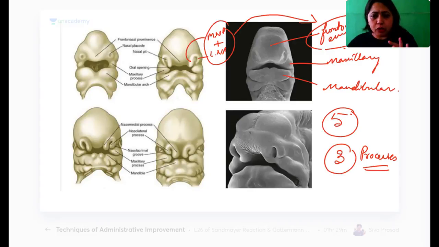So when you pick your answer, you just see whether five is given or three is given. If five is given, pick five. If five is not given, three is given, go ahead, pick only three. Okay, three is also correct. So now that is the thing.